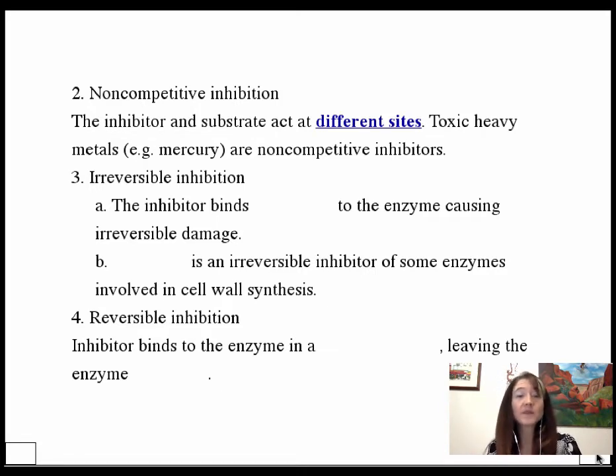A good example of this is toxic heavy metals. For example, silver can bind at the R groups of cysteine. It actually binds to the sulfhydryl, and it triggers conformational change, and that triggers inhibition.